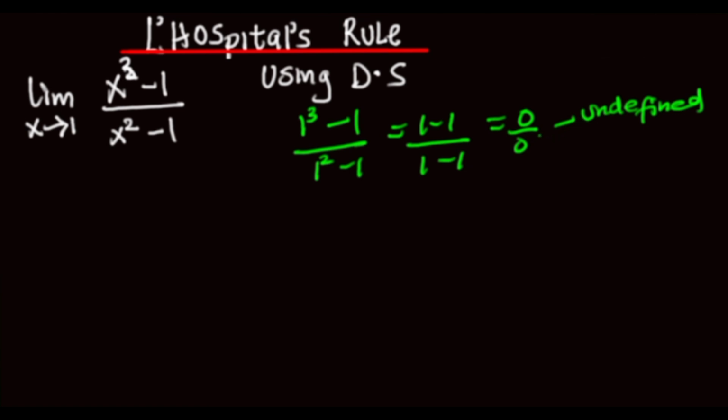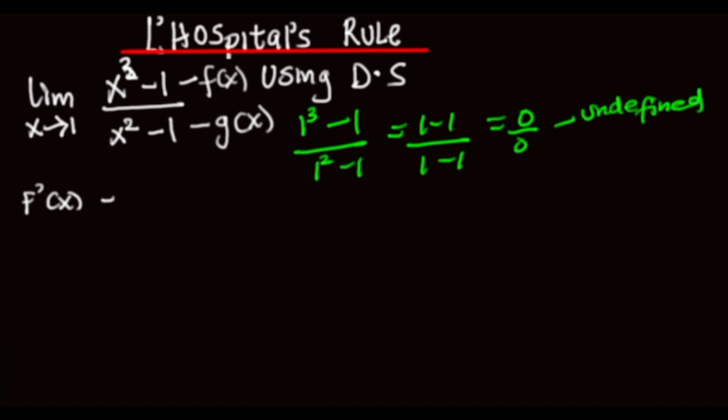So now let's go ahead and see what we are going to have if we use L'Hospital's rule. Using L'Hospital's rule, let's see what we're going to have. Let me simply say this is the function f of x, and this is the function g of x. So what I'm going to do now is go ahead and find f prime of x divided by g prime of x, that is, the derivative of the functions.